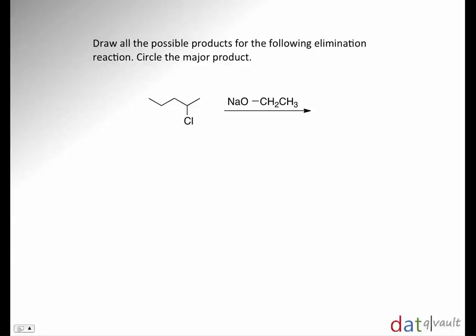All right, let's do a question really fast. In this question, we're asked to draw all the possible products for the following elimination reaction, and then it's asking us to circle the major product in this reaction. So why don't you go ahead and pause the video and take a second and solve this problem, and then we'll come back and solve it together.